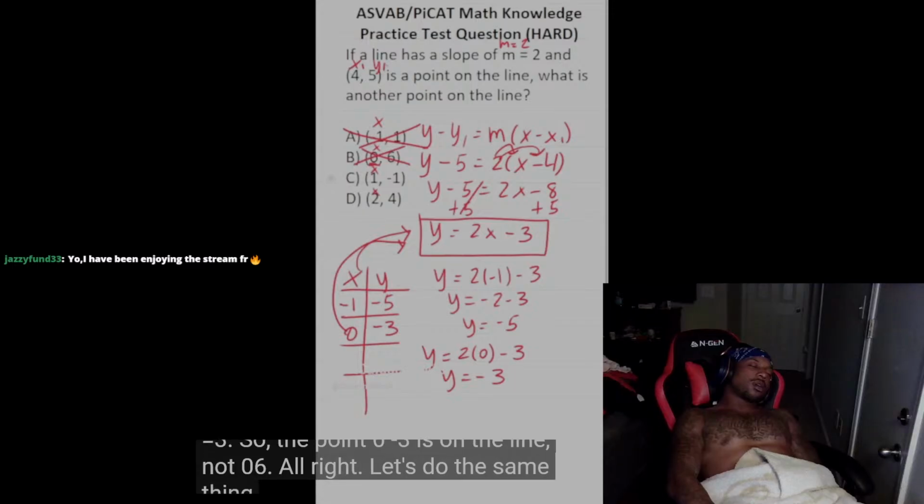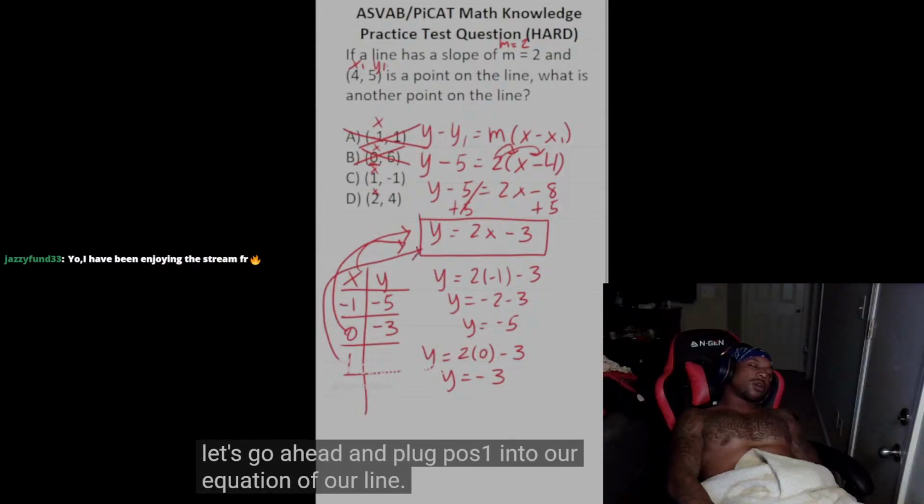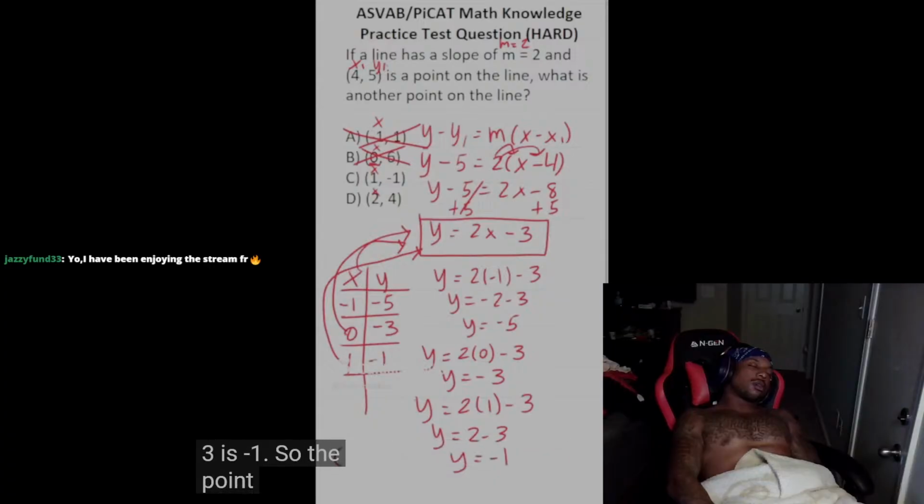All right, let's do the same thing here. This is positive 1 for X. And let's go ahead and plug positive 1 into our equation of our line. This says Y equals 2 times positive 1 minus 3. Y equals 2 times positive 1 is 2 minus 3. Y equals 2 minus 3 is negative 1. So the point 1, negative 1 is on this line.